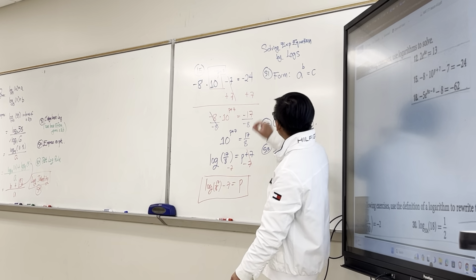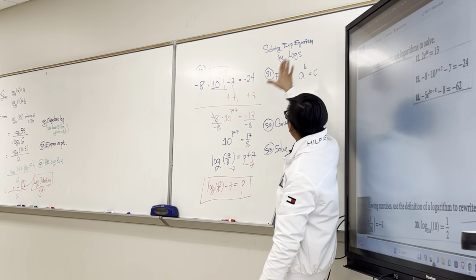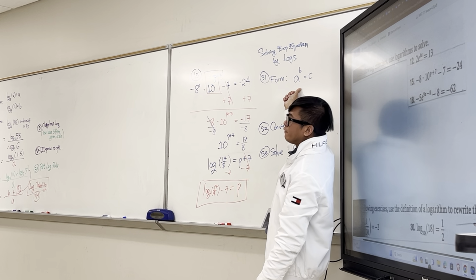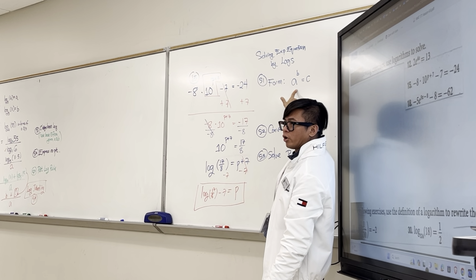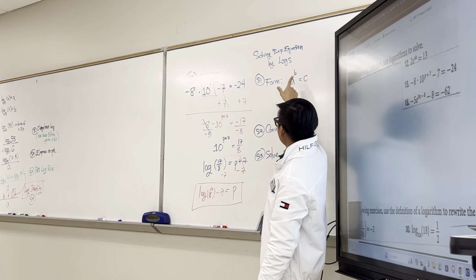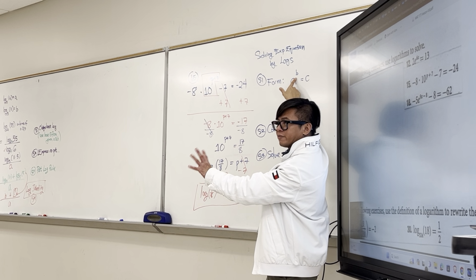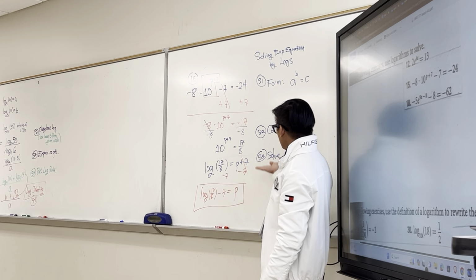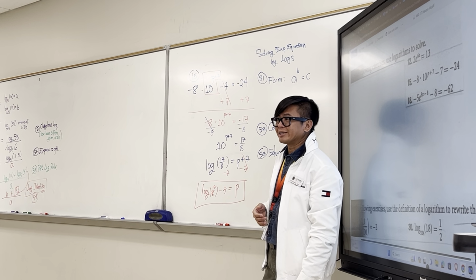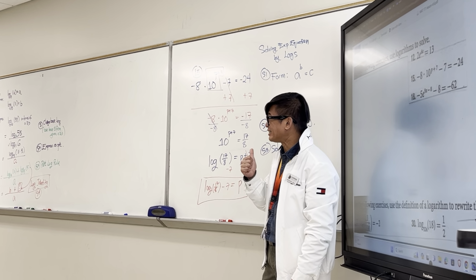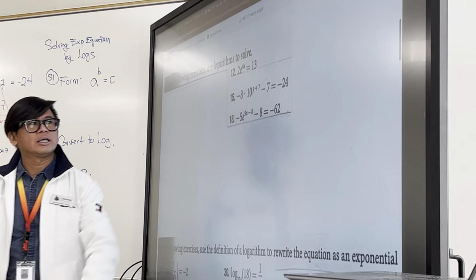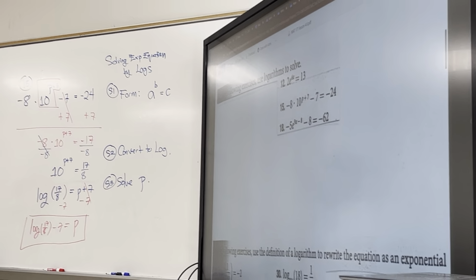Once again, please follow these steps on solving exponential equations by log. First, you always write in this form: the base number and exponent will be on the left side of the equation, and the rest will be on the other side. Convert to log. Solve for the exponent. Let's do this one with the e. Let's try number 18.